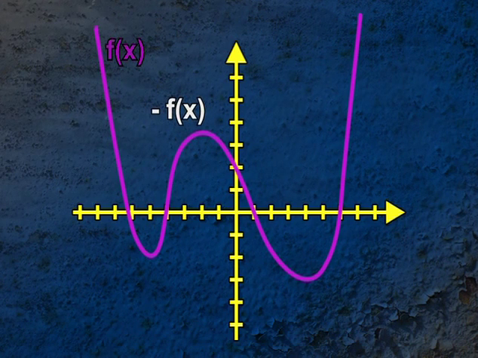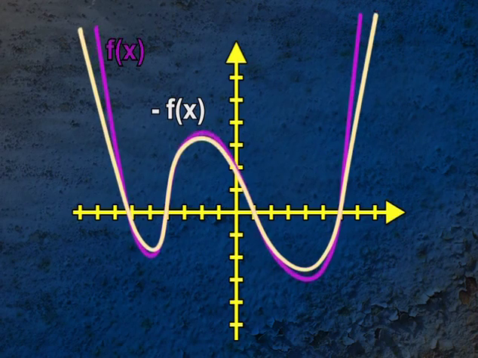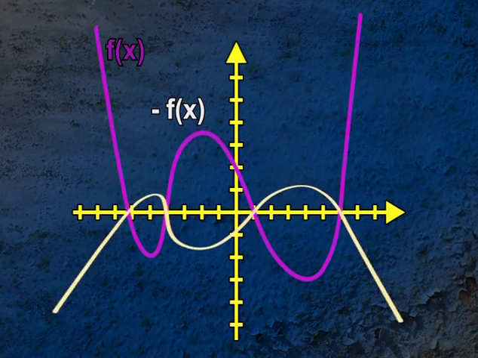Now, the negative of f of x simply means the negative of all of the vertical distances describing our graph. So any vertical distances that go up will go down, and any that go down will go up. So it simply causes the graph to reflect in the x-axis.